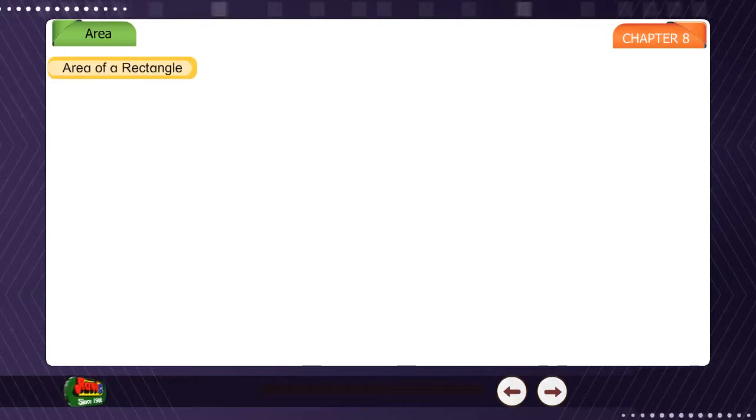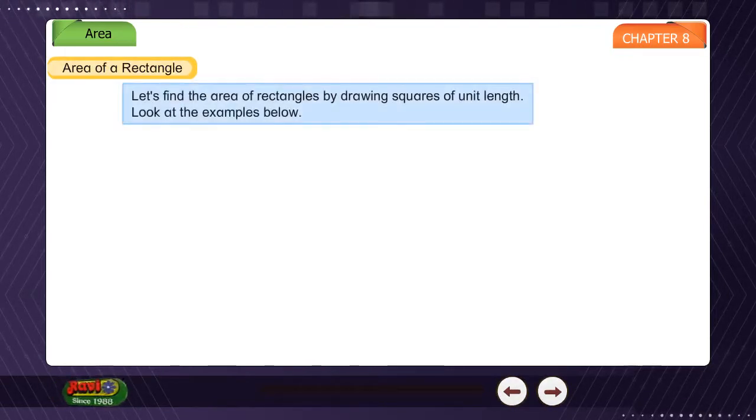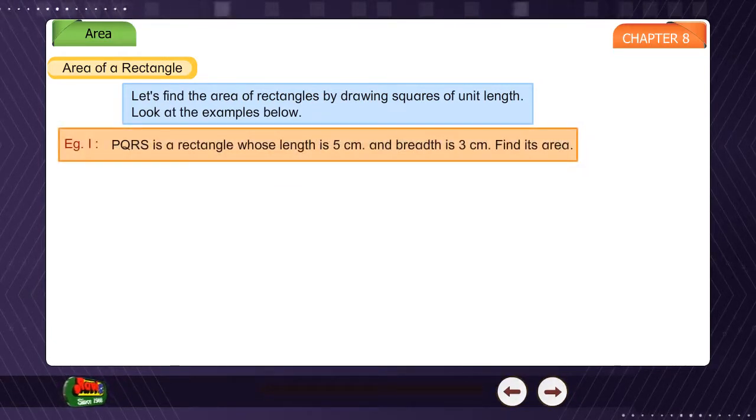Area of a rectangle. Let's find the area of rectangles by drawing squares of unit length. Look at the examples below. Example 1. PQRS is a rectangle whose length is 5 cm and breadth is 3 cm. Find its area.